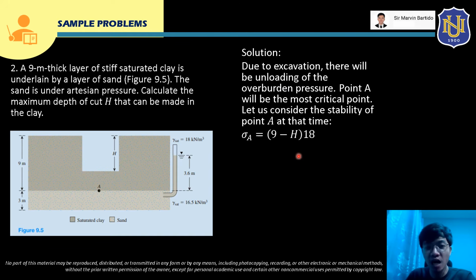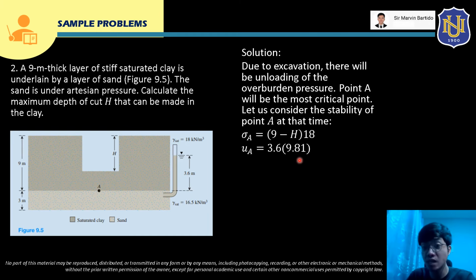Alright, so now, class, for the pore water pressure at point A, this is our reading in the piezometer, no? At point A, it is here. So that is 3.6 meters. Okay, so 3.6 meters times the unit weight of water. So this is the pore water pressure at point A.